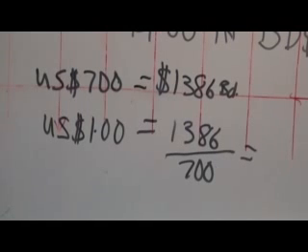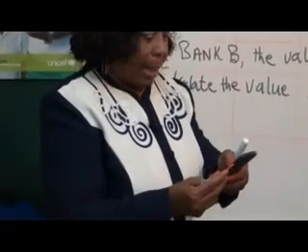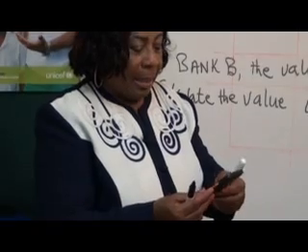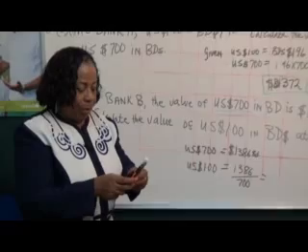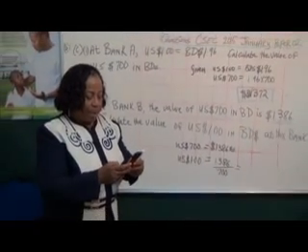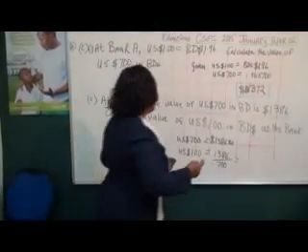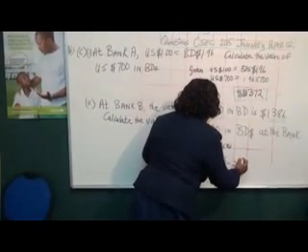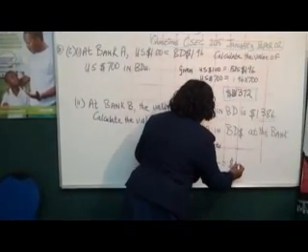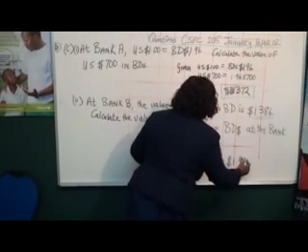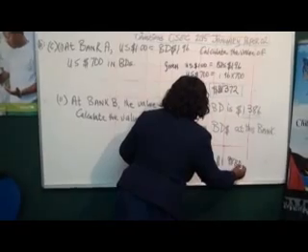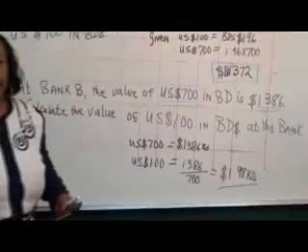And again, I just give them the whole calculator here, where you have 1386 divided by 700, and it is equal to, and we see that the rate here would have been $1.98 BDS, okay. So that is what the rate was.